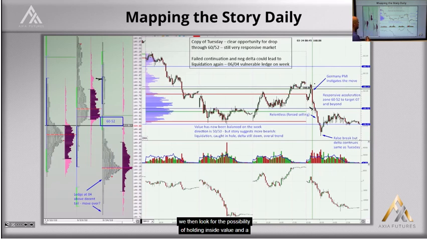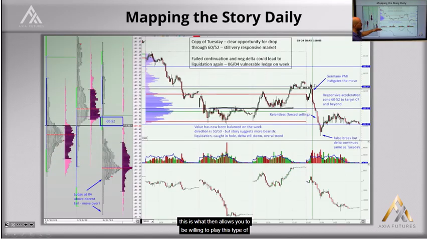We then look for the possibility of holding inside value and a move higher. We do get a bit of that, and it just trades straight into the previous day's value, and we start to come off. But not many people are going to be looking for the possibility of a drop through this area. You've got VPOC, top of value, this whole little responsive trade area. If you get a push through there, now you have the potential for a shot towards the low, for a sweep down through this value here, which was formed on Tuesday, continuation of that selling.